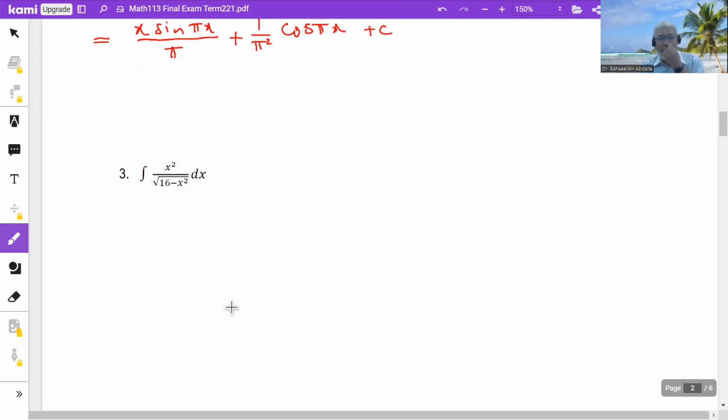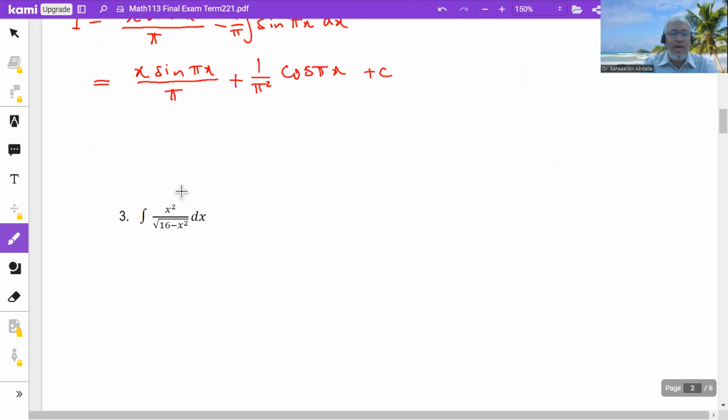Integral of x square over the square root of 16 minus x square. Well, when we have the square root of a square minus x square, we know that we choose x equals a sine theta. A here is the square root of 16, which is 4. So x is 4 sine theta. And then we find dx would be 4 times the derivative of sine, which is cosine, d theta.